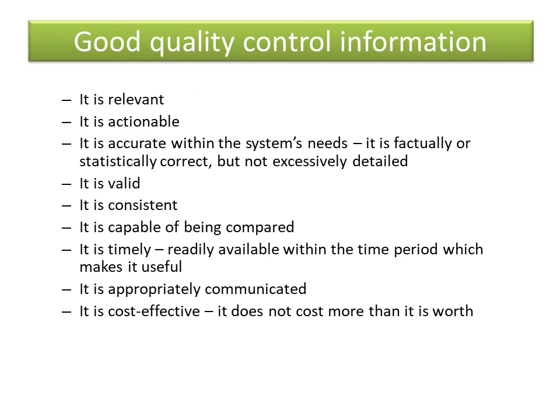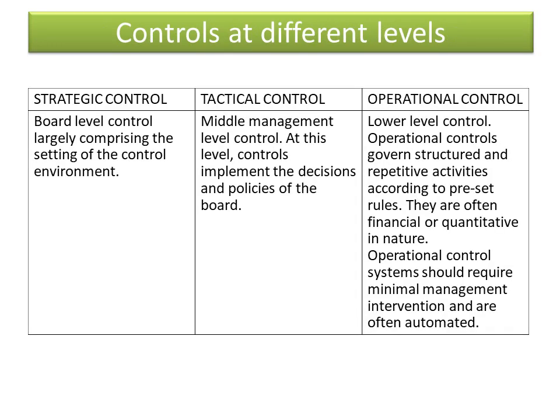Good quality information should be relevant. It's actionable, accurate. We don't need it sometimes to 5 decimal points. It's valid. It's consistent. You can use it for comparison. It's timely. It's no good a week later. We want it when we need to make the decision. It's appropriately communicated and it's cost effective. So there are many features of information.